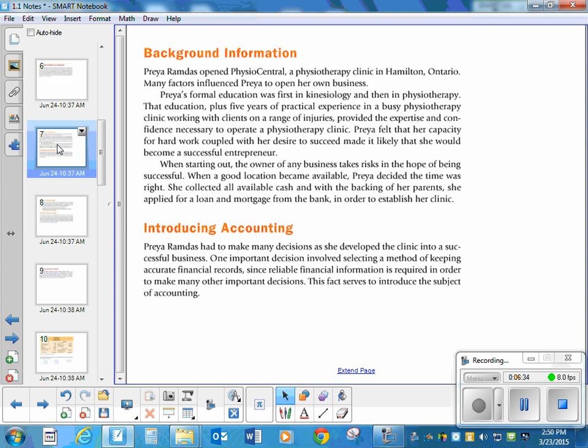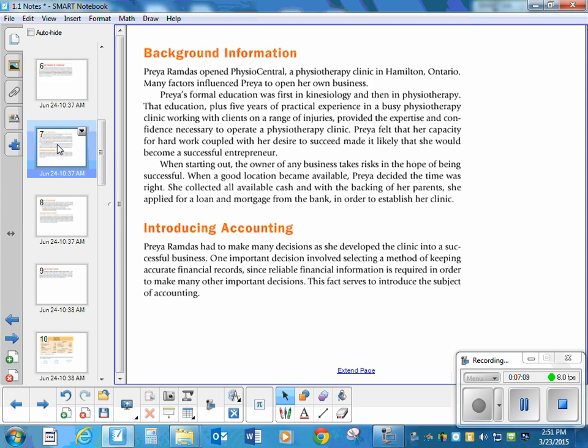Many factors influenced Preya to open her own business. Preya's formal education was first in kinesiology and then in physiotherapy. That education plus 5 years of practical experience in a business physiotherapy clinic working with clients on a range of injuries provided the expertise and confidence necessary to operate a physiotherapy clinic. Preya felt that her capacity for hard work coupled with her desire to succeed made it likely that she would become a successful entrepreneur. When starting out, the owner of any business takes risks in the hope of being successful.